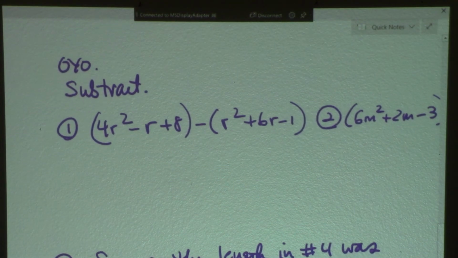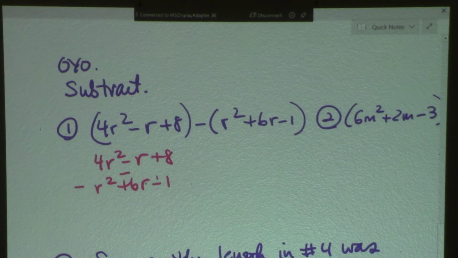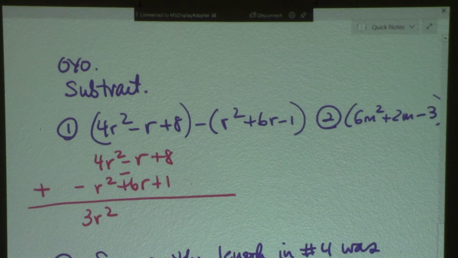Okay, so what I'm going to do is rewrite this with the r squared plus 6r minus 1 underneath. And what do I do? I change all the signs and then I add, right? So 4r squared minus r squared is 3r squared. Negative 1 and negative 6 is negative 7. And 8 plus 1 is 9.